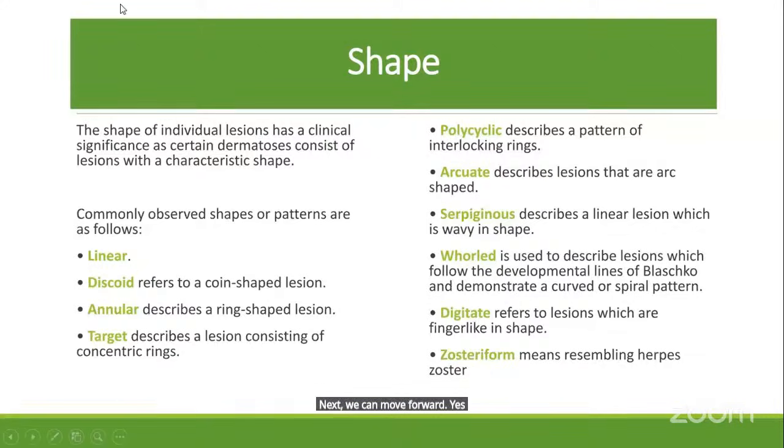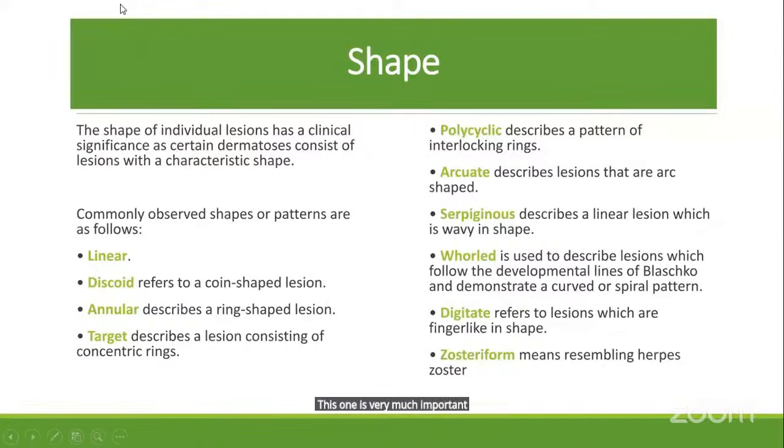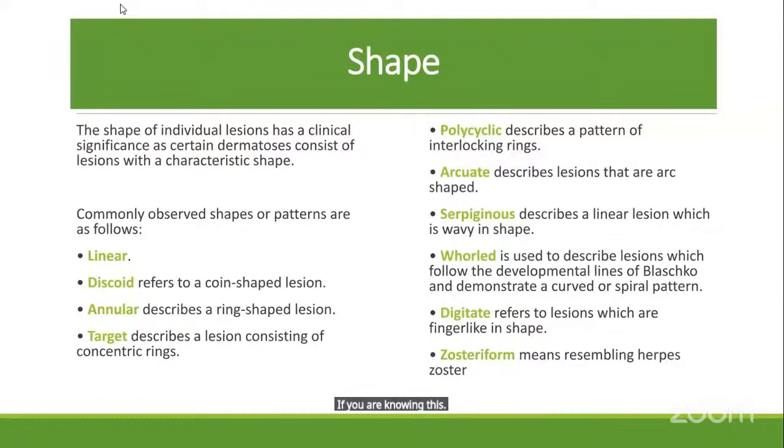Yes or no? Shape. How many of you are checking the shape? This one is very much important regarding skin disease. Are you knowing this? Or we can skip that point if you are knowing this. Okay. Linear, I will show the photo. Linear means in a line. Discoid means coin shape. Can you give an example of a discoid thing? Eczema, nummular eczema. We will see tomorrow.